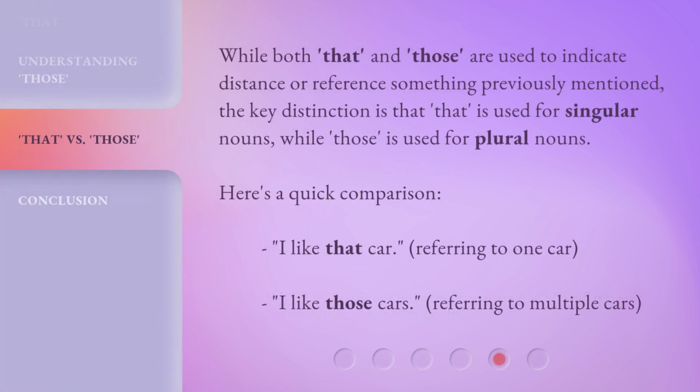While both that and those are used to indicate distance or reference something previously mentioned, the key distinction is that that is used for singular nouns, while those is used for plural nouns. Here's a quick comparison. I like that car, referring to one car. I like those cars, referring to multiple cars.